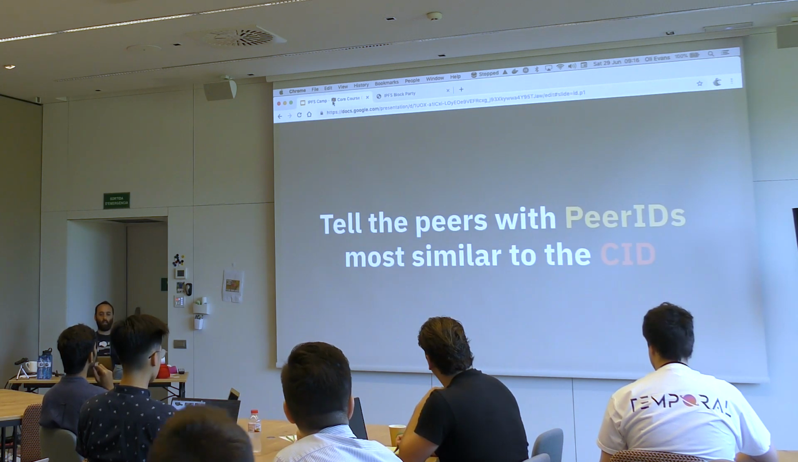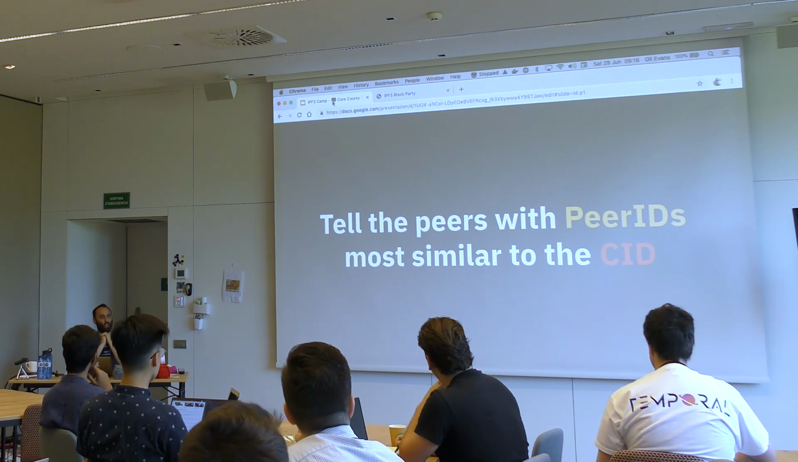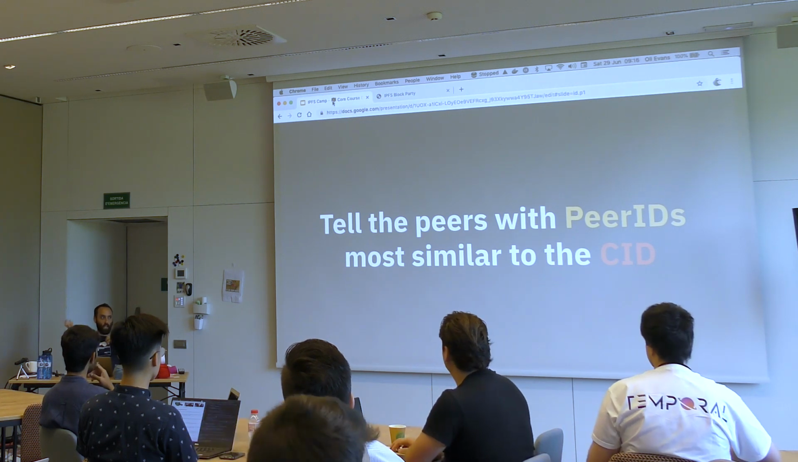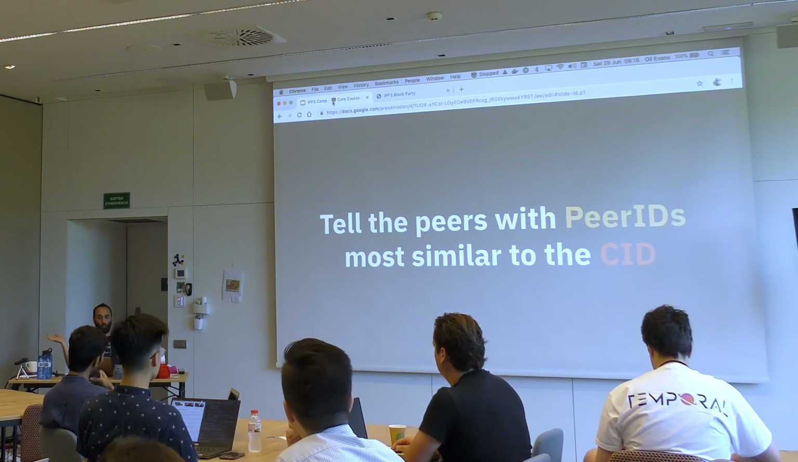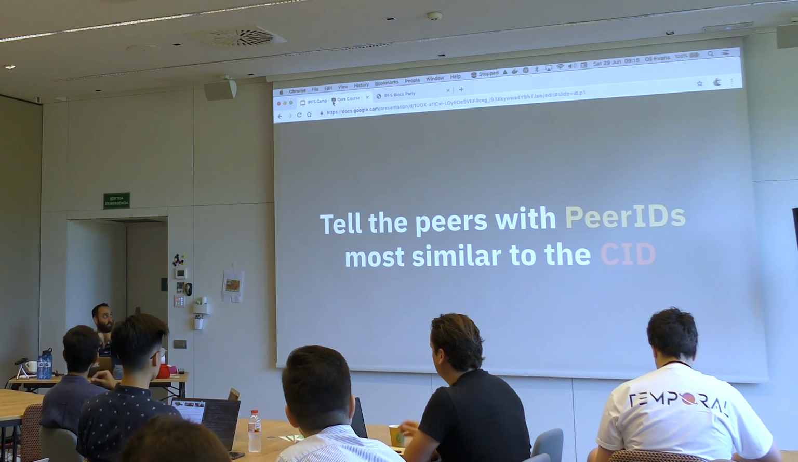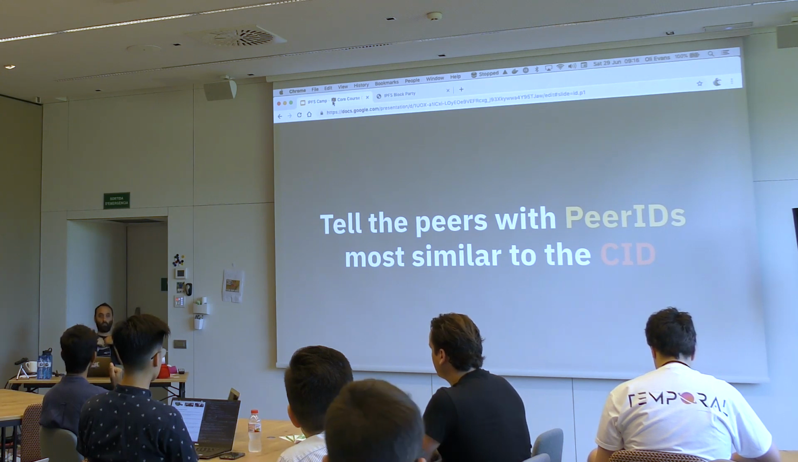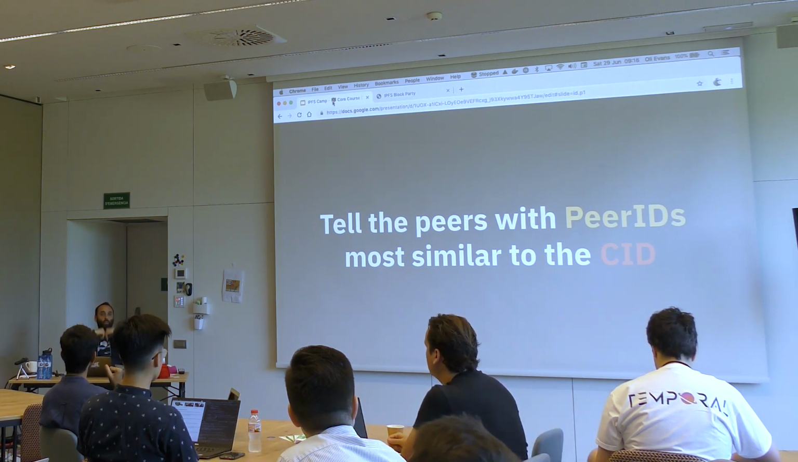So that brings us to Kademlia's one weird trick. If we're going to split the table up, we need to know which peers to tell and which to ask, a subset of them instead of all of them. And Kademlia says, tell the peers with peer IDs that are most similar to the CID of the block that you have, that you can provide it. They don't store it for you, they will store a record that says, I can provide this.